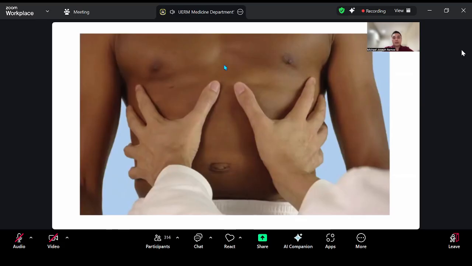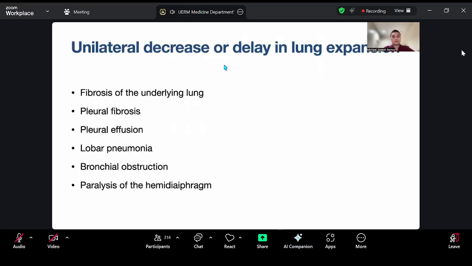You can also do your chest expansion on the anterior chest, done in the same way as before, but here the placement of your hands should be on the subcostal margin. These are some of the common examples of unilateral delayed expansion, and this would include fibrosis of the lung parenchyma, fibrosis of your pleural cavity, the presence of a massive pleural effusion, or a consolidated pneumonia. Bronchial obstruction could also impede the expansion of the affected unilateral lung, and the presence of a paralyzed hemidiaphragm could also have a delayed expansion.